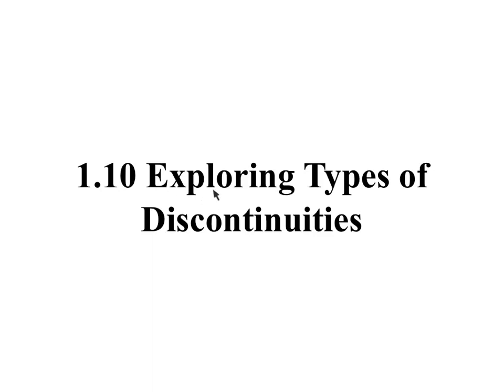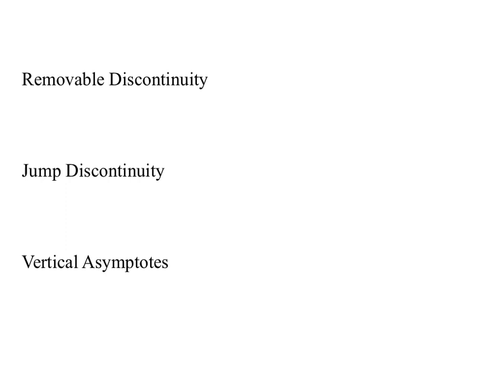Section 110, Exploring Types of Discontinuities. So in this section, we're going to talk about this word discontinuity. A discontinuity is a spot on the graph where the graph is not continuous, kind of a break in the graph. And we're going to talk about three different kinds of discontinuity right now.